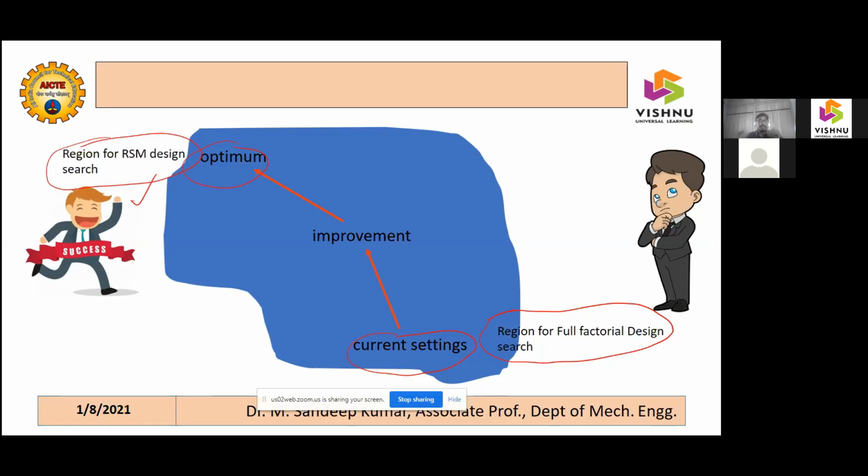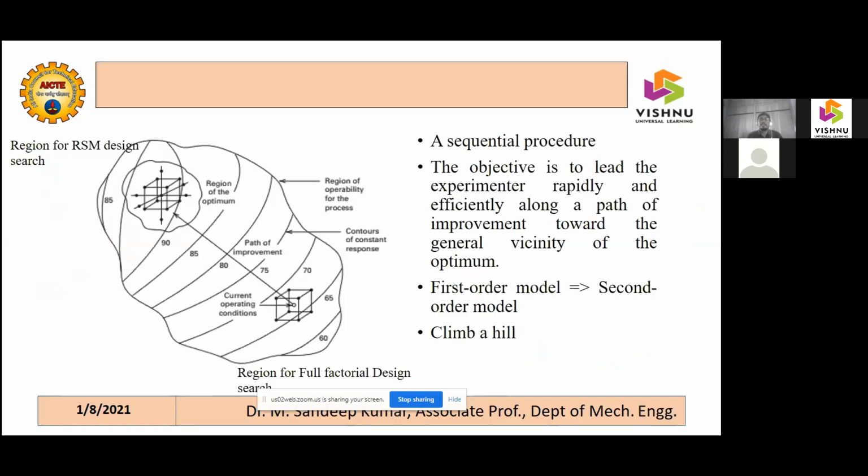So usually, in short, you're narrowing down with RSM. You're narrowing down the search. What is happening here is the same way. This is your current position, and you're narrowing down the search to get an optimal value. So you need a sequential procedure for doing all these things. Then the objective is to lead the experimenter rapidly and efficiently along the path of improvement towards the general vicinity of the optimum.